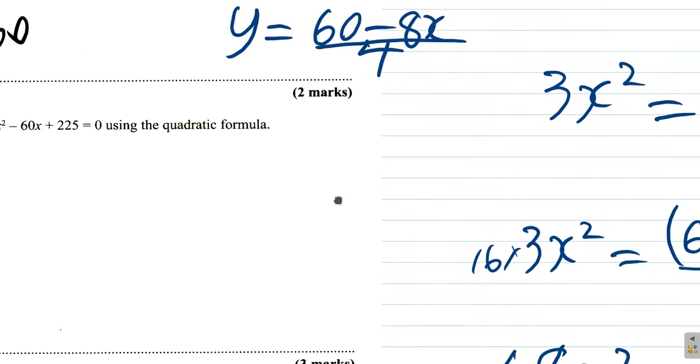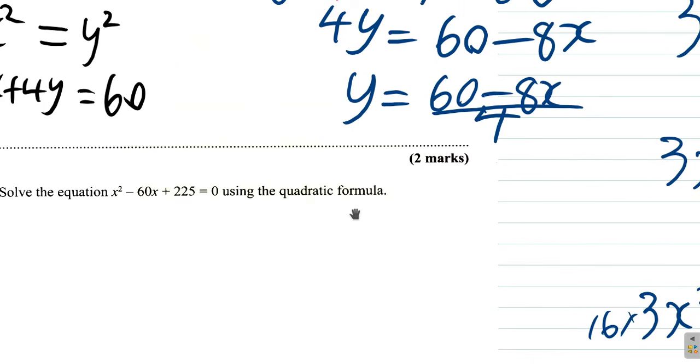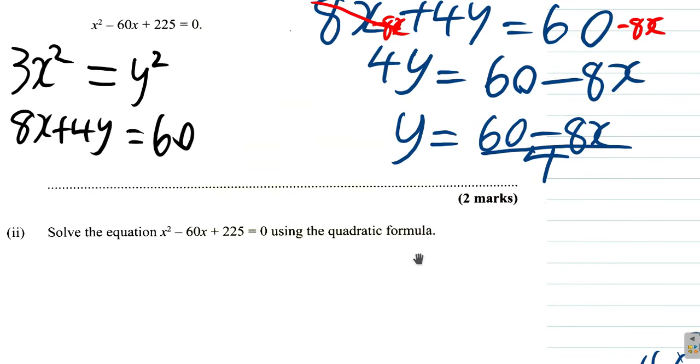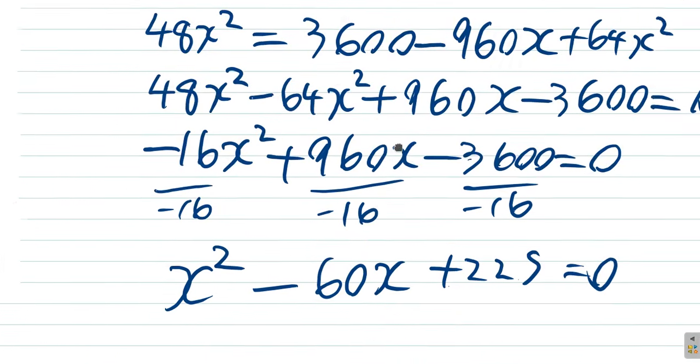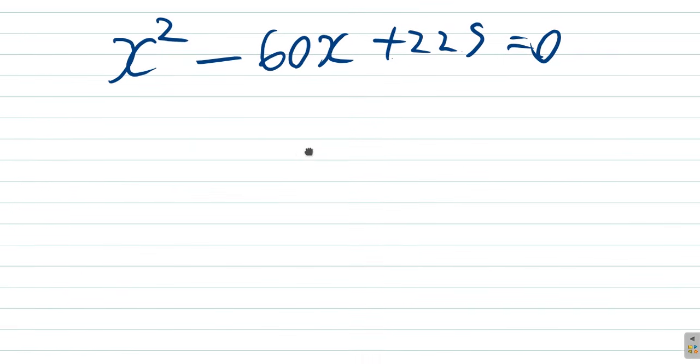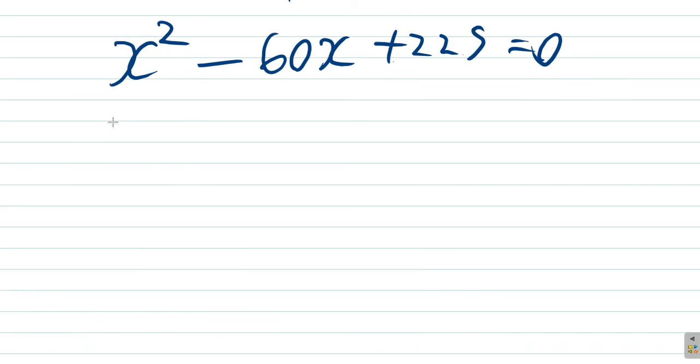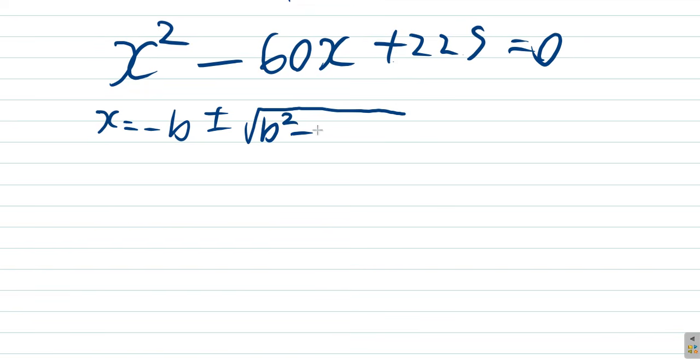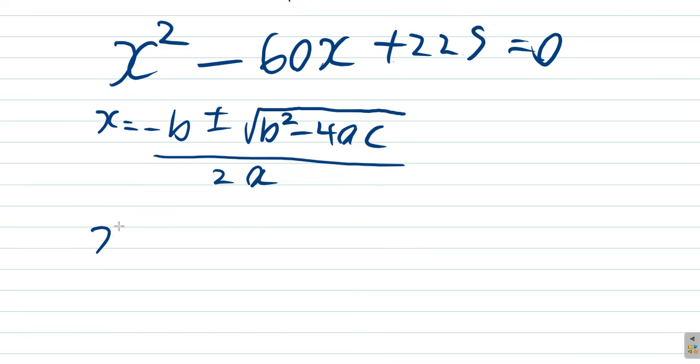Now, here, what we're going to have to do is to find out what x is. Once we know what x is, then we can work from there. So if you look at the formula sheet, you could use the quadratic formula. It says x equals negative b plus or minus the square root of b squared minus 4ac, all over 2a.